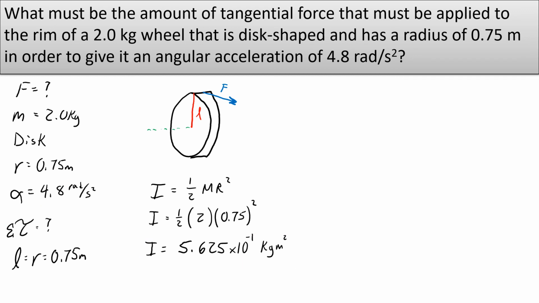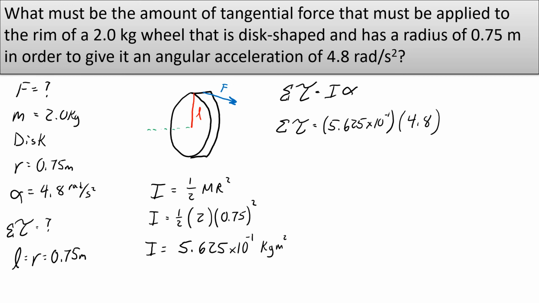Okay, so the net torque is equal to I alpha, the moment of inertia times the angular acceleration. That's the right way to say it. So this is 5.625 times 10 to the negative 1. The angular acceleration is just 4.8 radians per second squared.